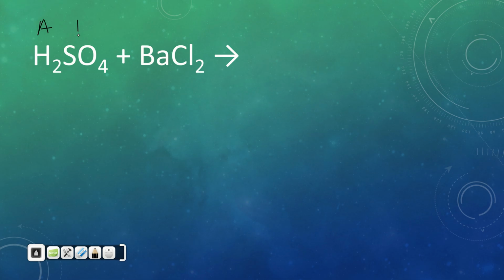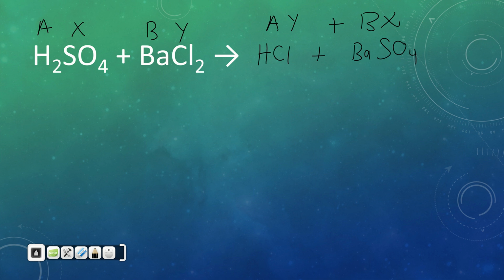This would be AX, BY, AY plus BX. This would be H, don't bring the 2 with us, Cl, don't bring the 2 with us, plus Ba. We do bring it for the polyatomic though, SO4. No transition metals, so I should just be able to look on the periodic table. Plus 1, minus 1, plus 2, minus 2. That's nice. I have 2 H's, 2 H's, 1 SO4, 1 SO4, 1 Ba, 1 Ba, 2 Cl's, 2 Cl's.